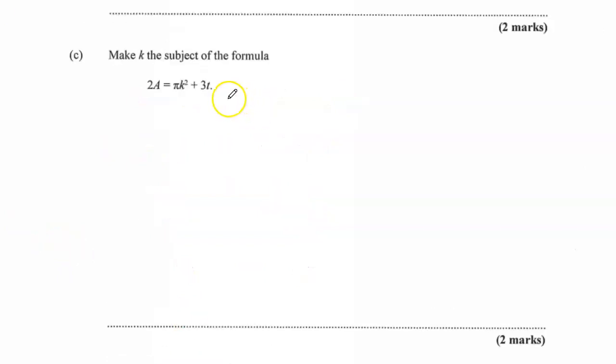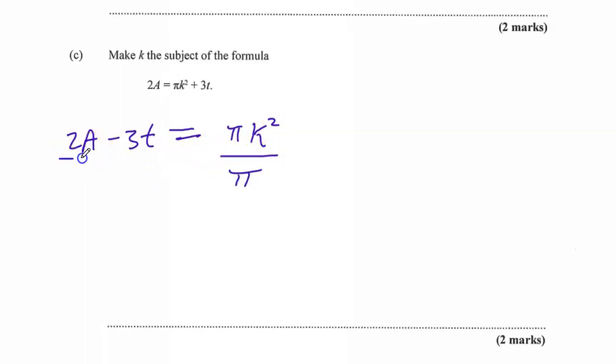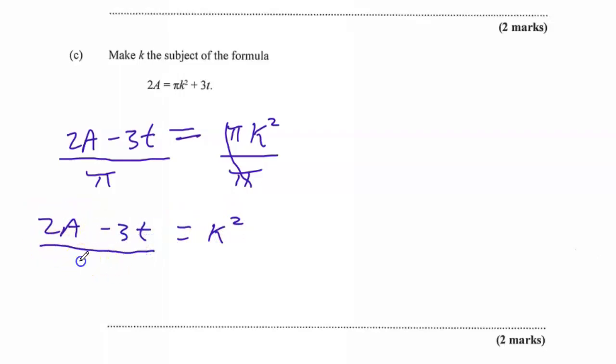Question 2 part C, make k the subject of the formula. So we can just keep k by itself here. So notice, 2a, we can subtract 3t from both sides. So here we have 2a minus 3t equal to pi k squared. Now we want to get the k by itself, so we can divide both sides by pi. So that means that k squared is equal to 2a minus 3t upon pi.